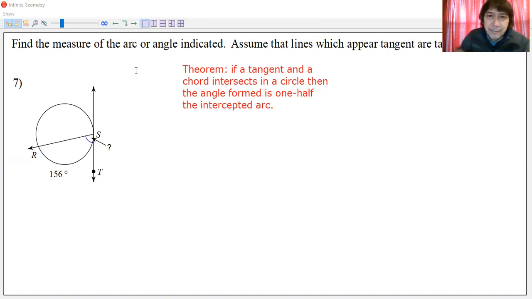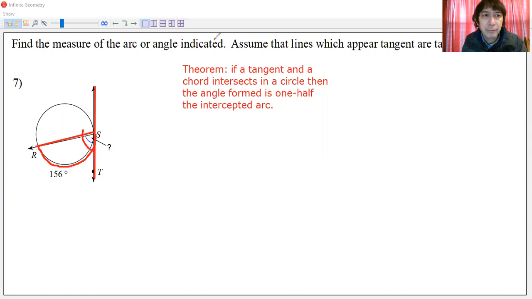So what do we mean by that? Okay, we can see this chord, and this is the tangent. Where's the angle? It's this angle there. That angle is 1/2 the intercepted arc. Okay, so the intercepted arc is right here, this arc here. So it's 1/2 of that. And so for this problem, it's 156 divided by 2 gives us the measure of the angle formed by the chord and the tangent.